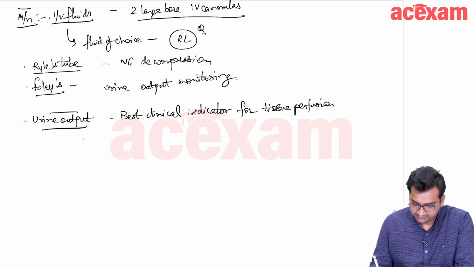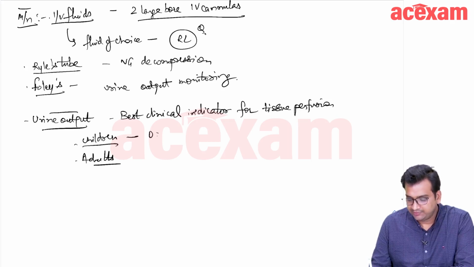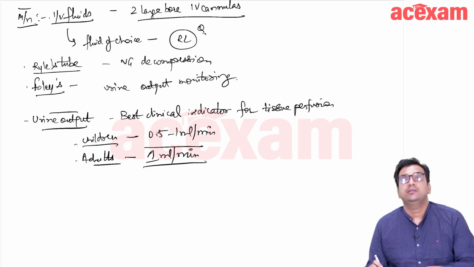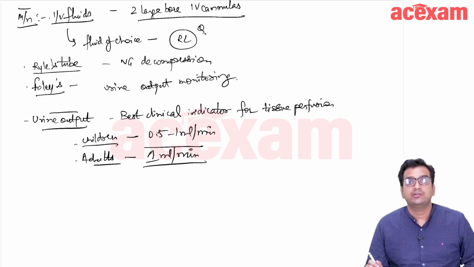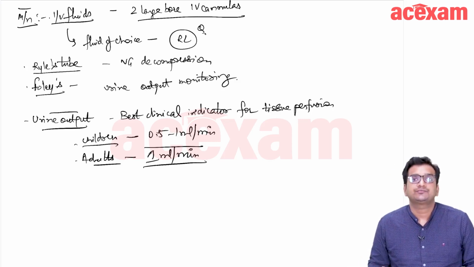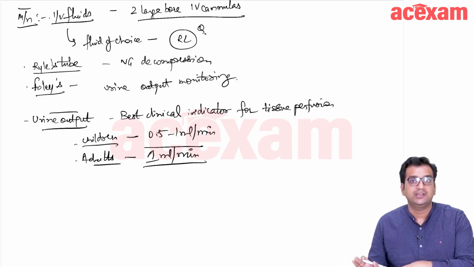For children and for adults, in cases of children, the urine output should be 0.5 to 1 ml per kg per hour, and in case of adults, it should be 1 ml per kg per hour. So if there is a 60 kg male patient, and the urine output is 60 ml in an hour, then we can send this patient for investigations.